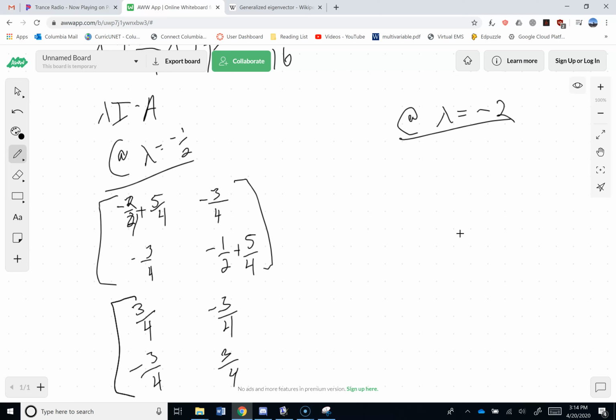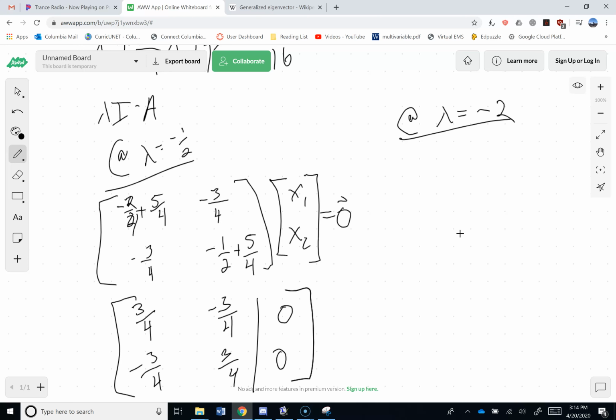Yeah, so what I'm thinking is, what vector does this take to 0? And so I'm augmenting by this 0 vector. And then the second row is always redundant, or should be. If the second row is not redundant, then something has gone wrong, meaning that you usually misfactored or dropped a sign somewhere in the finding of eigenvalues.